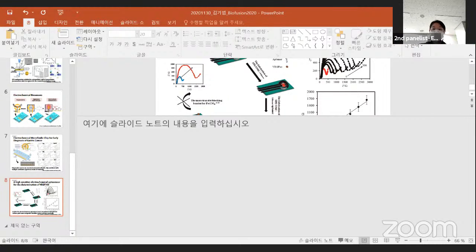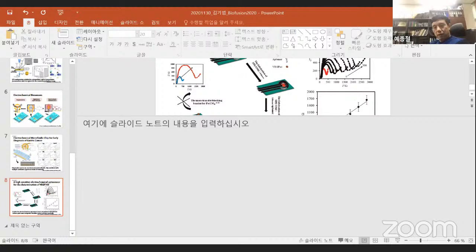So what about the lab on a chip on a paper? I think that's a very cool idea and a very inexpensive way of doing diagnosis, I guess. Are there any commercial companies which are producing those kinds of things in the US or in Europe or in Korea?